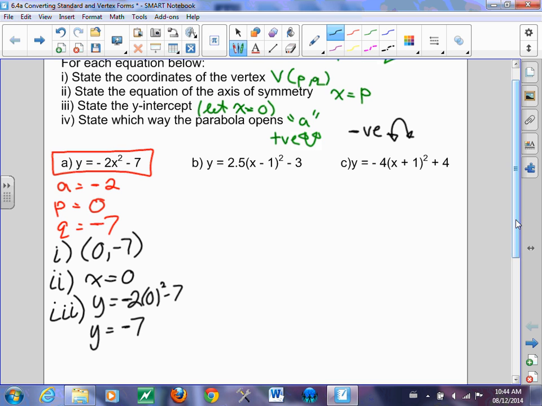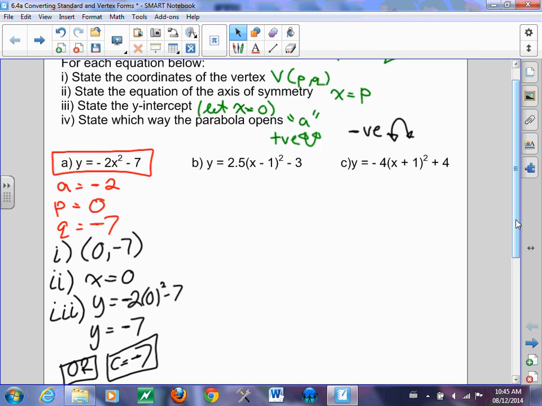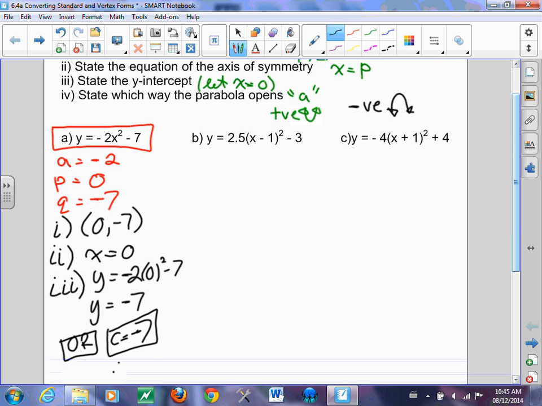Or you could have realized, hey folks, this equation is in standard form and c equals -7. Out of these 3 examples, that's the only case where you could tell me that. Because you're going to say, folks, c equals -7, therefore y equals -7. Okay, you still get the same answer.